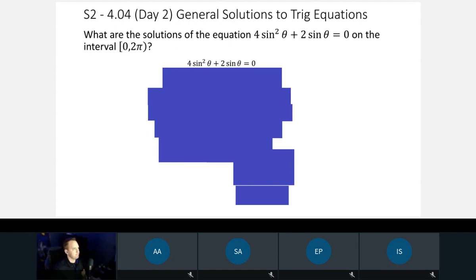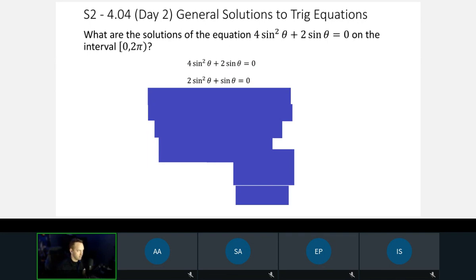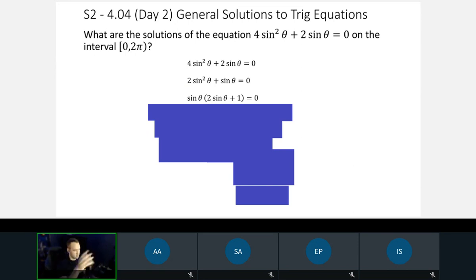So you could GCF a 2 sine theta out of it, but what I did for whatever reason, I divided everything by 2 to reduce it by a factor of 2. Most people probably wouldn't think of that. I don't know why I did at the time, but our answer will be the same in the end. So I divided everything by 2 to get down to this, and then I factored out sine theta. But really, you could have just factored out 2 sine theta, and you would have 2 sine theta outside and then 2 sine theta plus 1 on the inside.